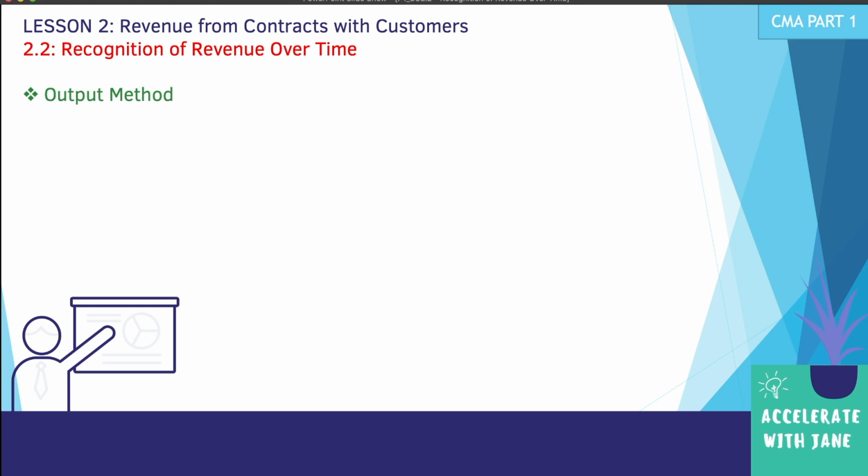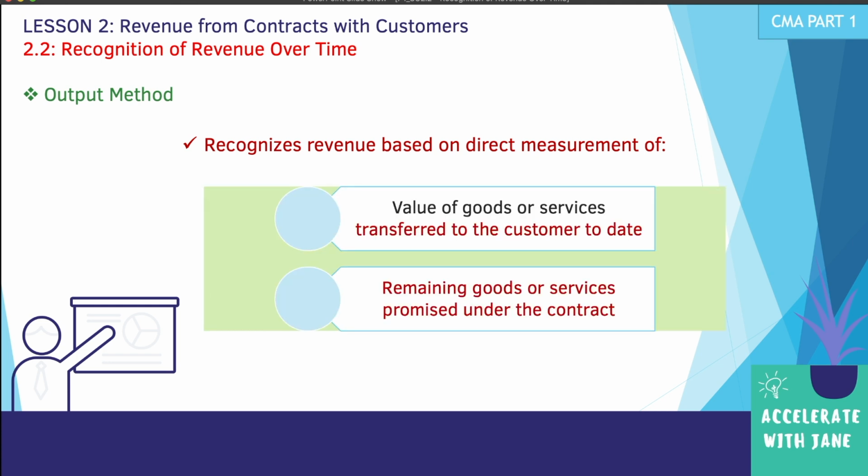Now, the second method is the output method. In the output method, we recognize revenue based on the direct measurement of the value of goods or services transferred to the customer to date, relative to the remaining goods or services promised under the contract. So, for example, if I'm a retailer and I have the obligation to deliver 100 pairs of shoes, that is the output. That is the product, correct? If I have 100 pairs of shoes that I am obligated to deliver, and I have already delivered 50 pairs, it means that 50 divided by 100 pairs of shoes, I can already recognize 50% of the total contract price. Okay, I hope that is clear.